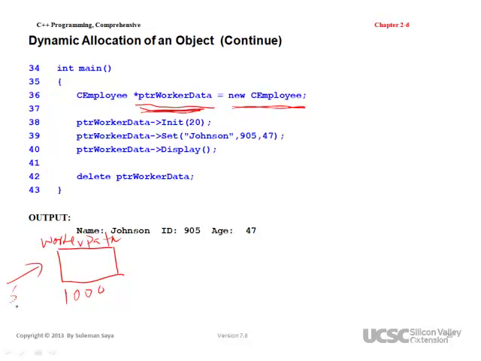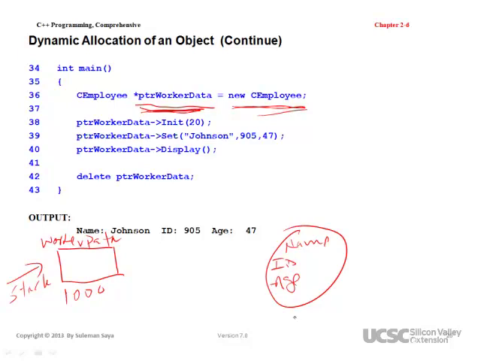And then the object that I'm creating, C employee. This is an object. In this object, how many things will be in this object? The name, ID, and age. These three things will be there.